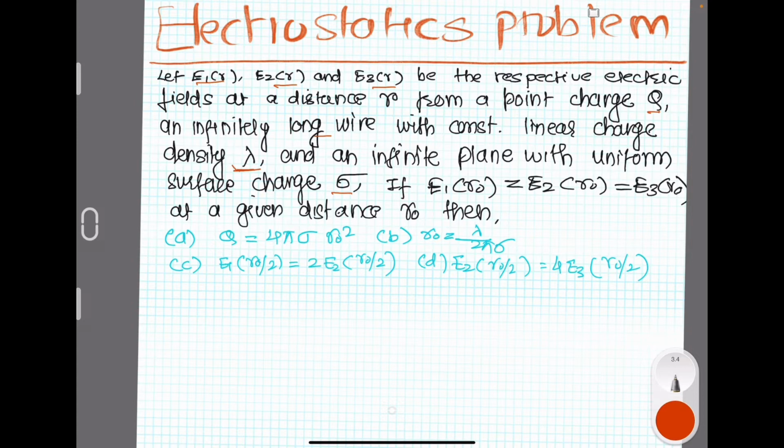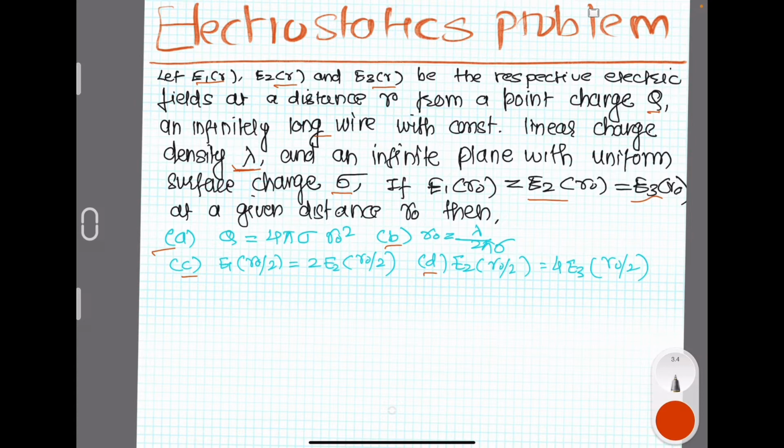And the condition given is E1(R0) is equal to E2(R0) is equal to E3(R0) at a given distance R0, and then we have these four options A, B, C and D. Out of these four options, we have to choose the ones which are correct with respect to the conditions given in the problem.